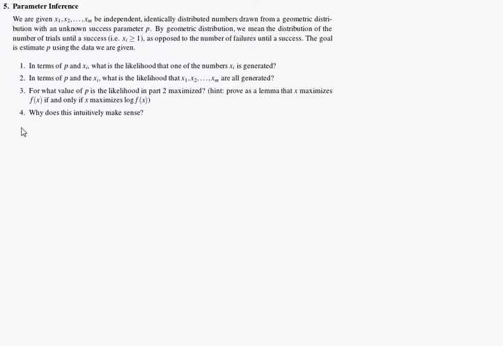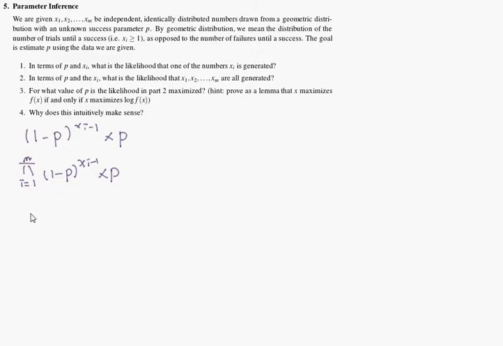Question 5, the first part, the probability is (1 - p)^(xi - 1) times p, because there are xi - 1 failures and 1 successful trial. And the second part, it is a multiplication of those probabilities, so it is the product for i from 1 to m of (1 - p)^(xi - 1) times p.